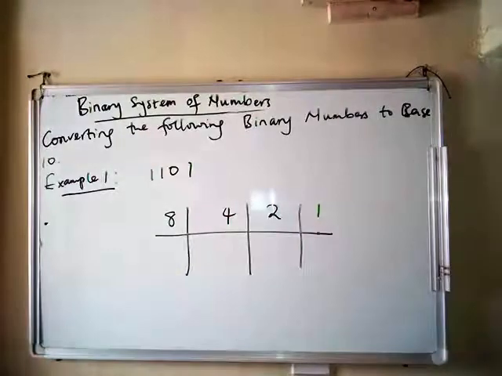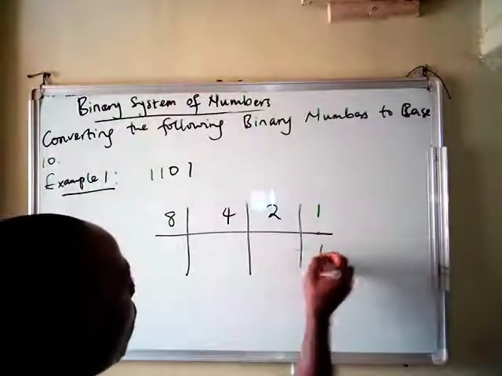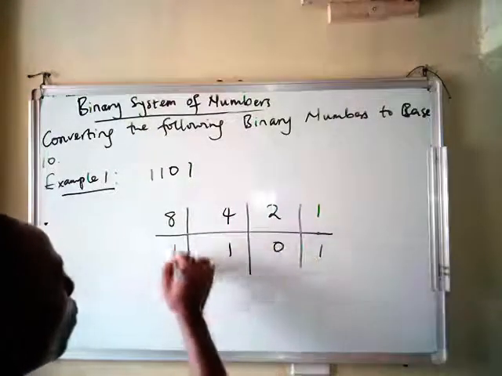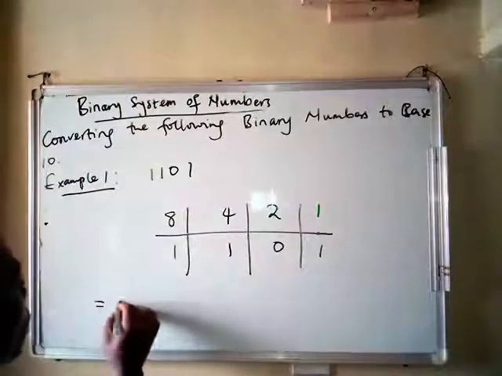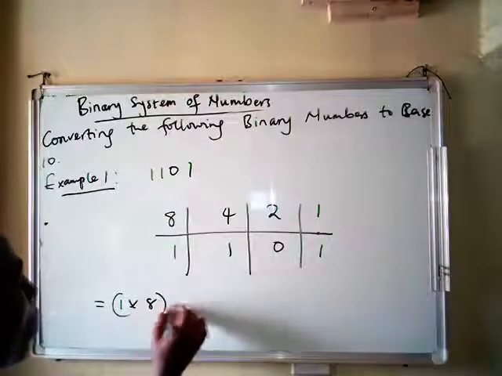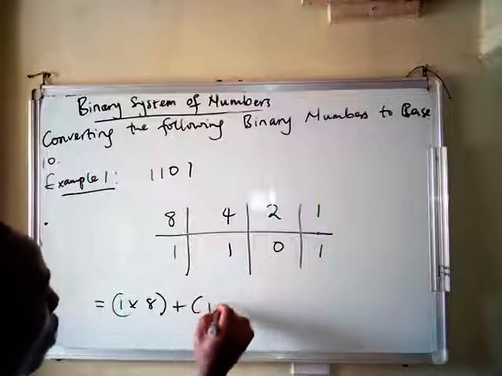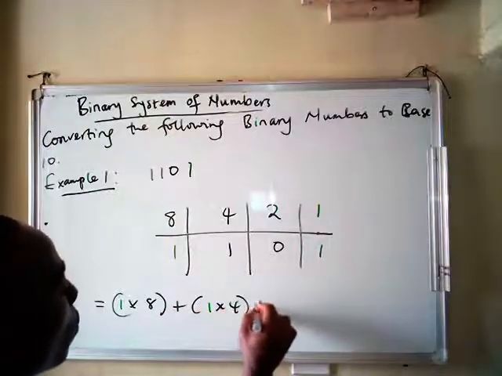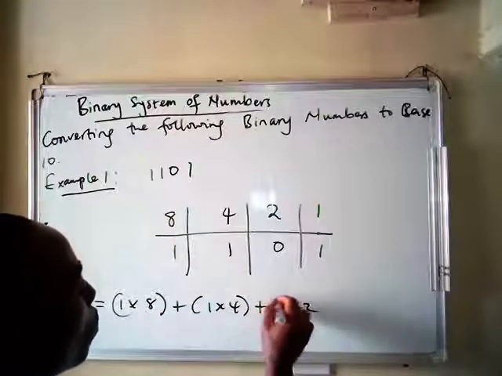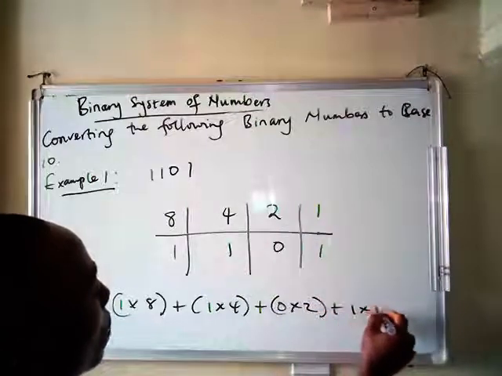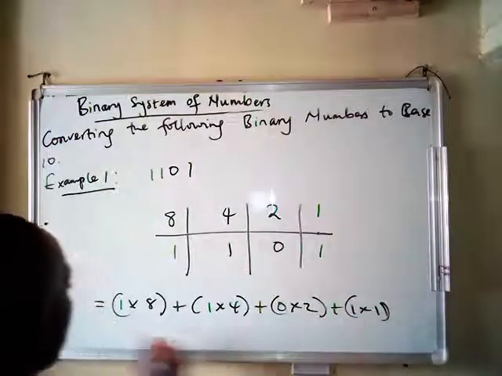Since they are powers of 2, this is 2 raised to power 0, 2 raised to power 1, 2 raised to power 3, 2 raised to power 4. Multiply them with the numbers you have under them. It will give you your base 10. It's as simple as that.